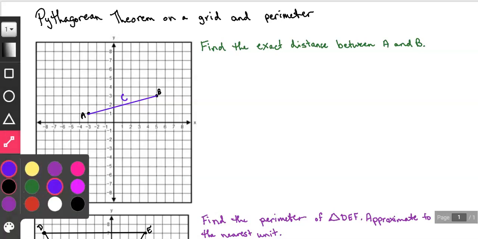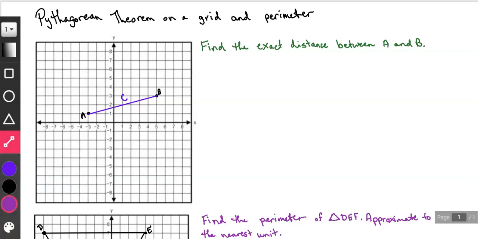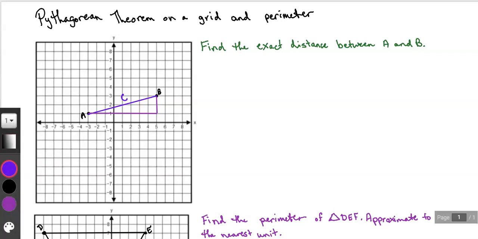So to get the rest of the triangle, what I'm going to do is start at one of the points. I'm going to start at A, and I'm going to go either straight up and down or straight left and right to get in line with B. So if I start at A, for example, I could go straight to the right, and I could go straight up to get in line with B. Okay, now remember, you have to go along the grid lines. You can't go diagonally. You need to go straight along the grid lines.